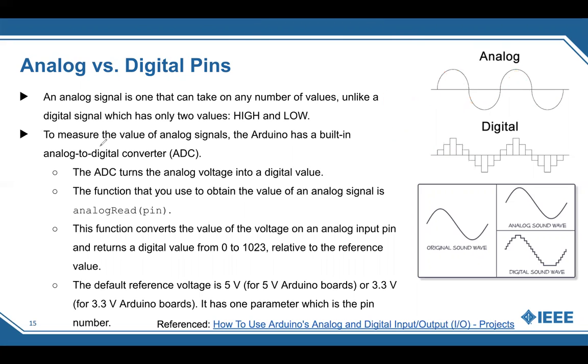And the Arduino has a built-in analog to digital converter. So you can change the sound wave to a digital sound wave, sort of make it look like that original one. It's pretty cool. The analog to digital converter allows you to obtain the value of the analog signal using analogRead. You put your pin number in here for analogRead, and it will take that and return a digital value from 0 to 1023.